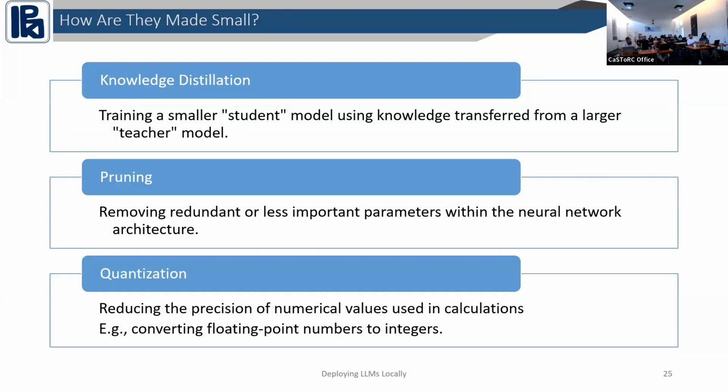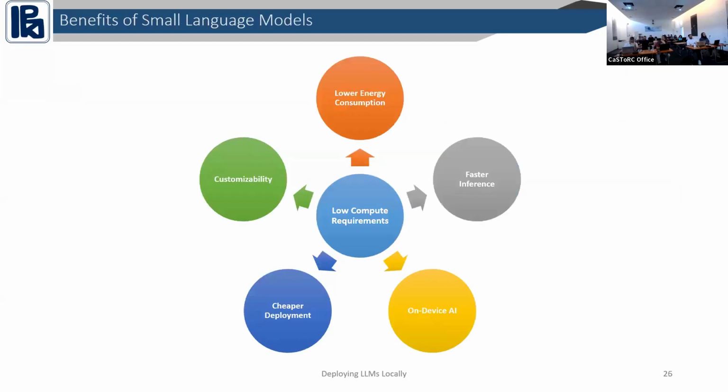Three that are worth mentioning: the first is knowledge distillation. So you have a teacher model, the foundation model, and then you have the student model, and some knowledge is transferred from the teacher to the student. You have pruning. So if you have less important weights and parameters in your network architecture, you just sort of remove these. And then you have quantization. We already mentioned that. So instead of using high-precision numerical values, you sort of convert them into lower precision, even to integers. And the benefits are low compute requirements, and that translates into faster inference. You can use it on device. You have cheaper deployments. You still have the customizability and low energy consumption, and that means a low electricity bill.